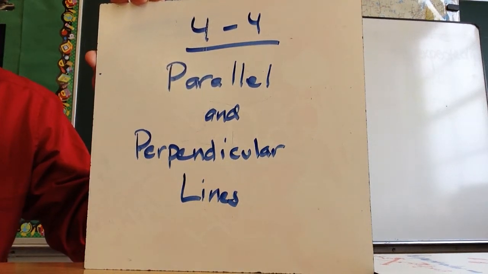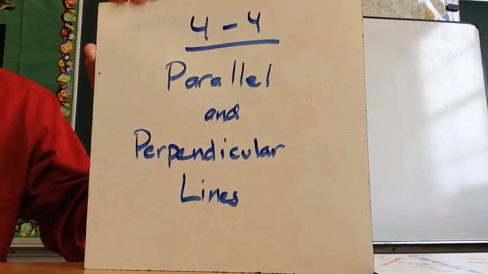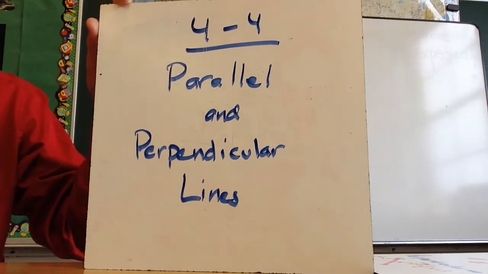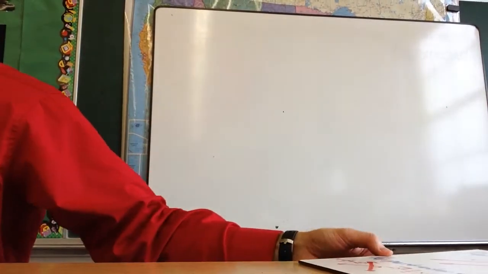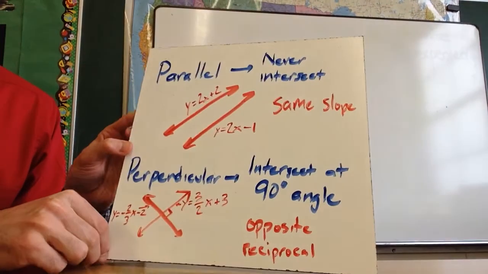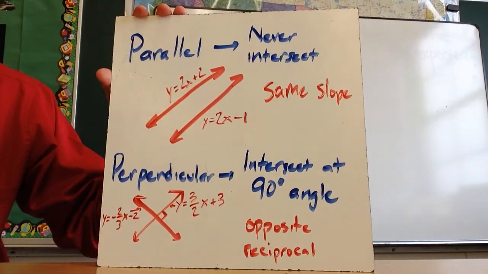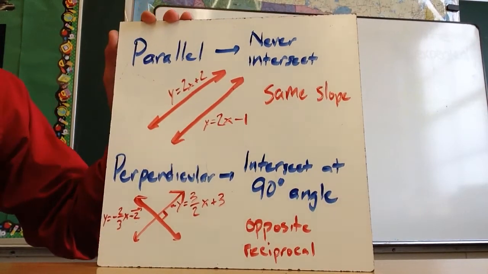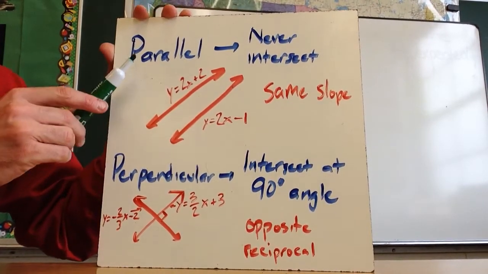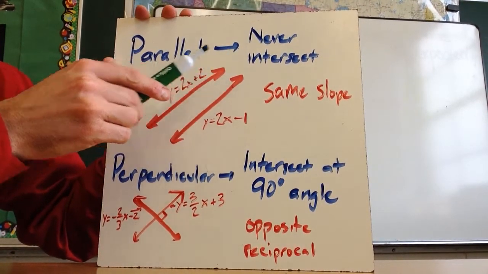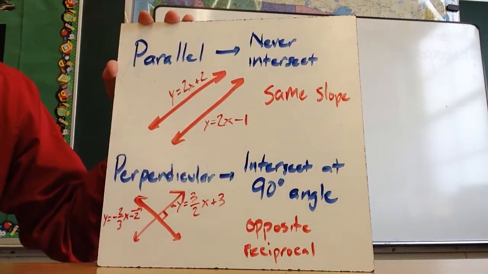This video is going to describe chapter 4.4, parallel and perpendicular lines. So the first thing I want to do is make sure we understand the definition of parallel and perpendicular. So let's start with the blue, and we can eventually get to some of the drawings and what the red stuff is talking about. But parallel lines are two lines that never intersect.